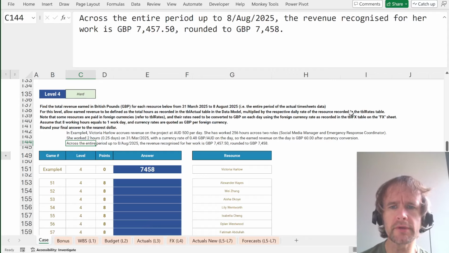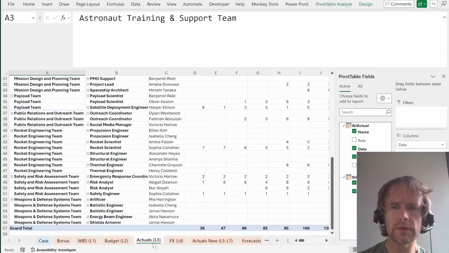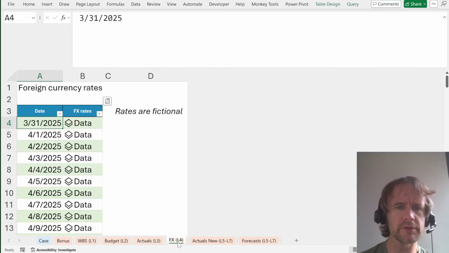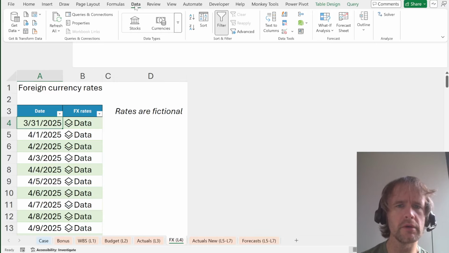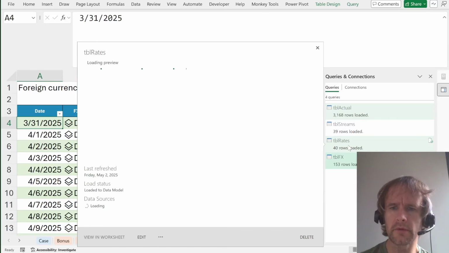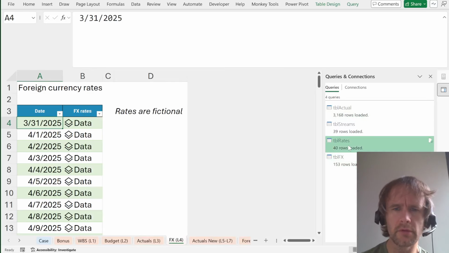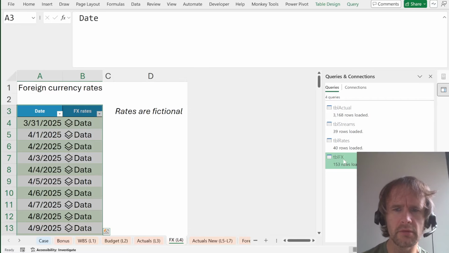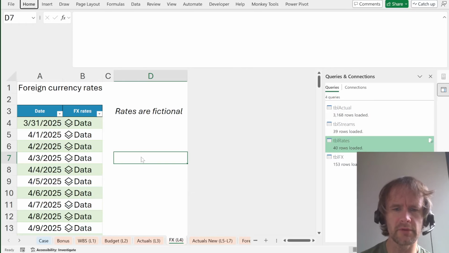So we've got the table rates, yes, table FX. So where is table rates? Is that actually exposed, or is that only in the data model? Queries and connections, table rates. Huh? Oh, okay. Yes, that is. Is this on a hidden sheet or something? It's not taking me there when I click on it. What?